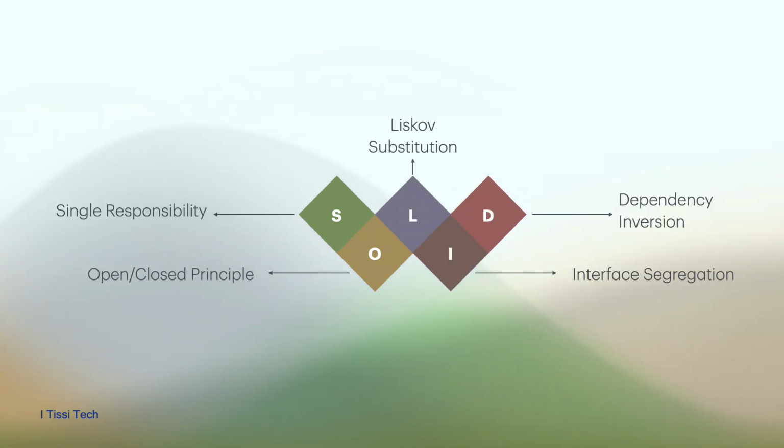Single responsibility ensures each class has one purpose, while open-closed allows code to be extended without modification. Liskov substitution ensures subclasses can replace their parent classes without issues. Interface segregation promotes small, specific interfaces over large general ones, and dependency inversion encourages relying on abstractions rather than concrete implementations. Together, these principles improve code flexibility, readability, and maintainability.